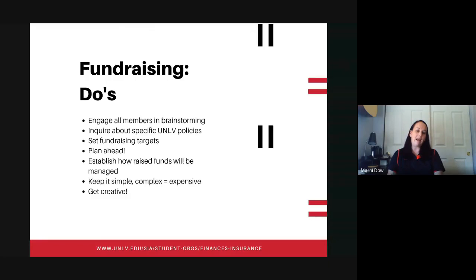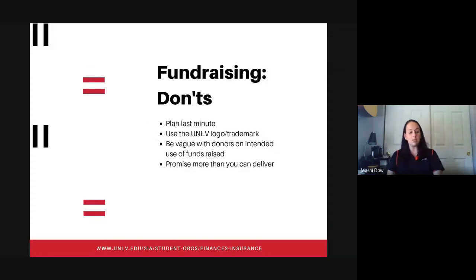And then my best advice I can give to student orgs is to try to keep it simple with their fundraising. Sometimes when they come up with overly complex ideas, that idea can be so expensive to pull off that they're not getting to keep any of the funds that they're bringing in. So sometimes overly complicating it can bite them a little bit. So some fundraising advice: don't plan last minute. Last minute fundraisers don't typically go well.